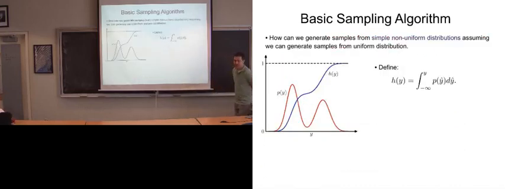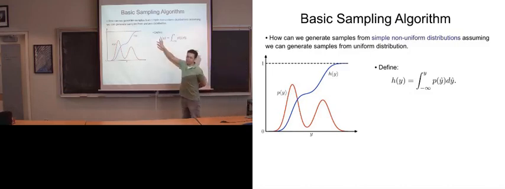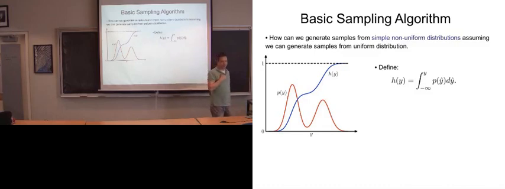Now, let's look at the basic sampling algorithms. Okay, this is sort of statistics 101. Can you generate samples from non-uniform distributions, simple non-uniform distributions, assuming you can generate samples from a uniform distribution? Let's make an assumption that we can actually generate samples from the uniform distribution, which is debatable whether you can or not, but let's assume that we can.